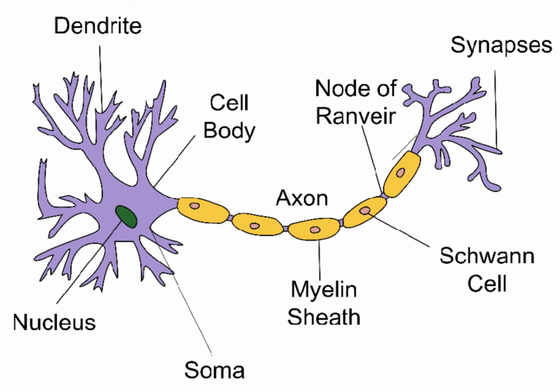Next is the soma, or the cell body, which includes the nucleus. Think of the soma as the control center of the neuron. It processes the incoming signals and decides whether to pass the message along. The nucleus nestled inside contains genetic material.